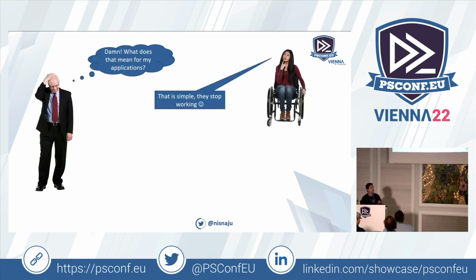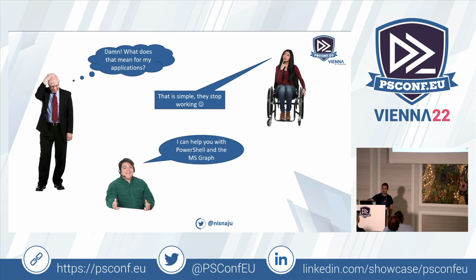What does that mean? This is the point where these guys start to behave. The answer is simple. The apps will not work anymore. What happens if critical just-in-time apps do not work anymore? You have a problem. You stop earning money. So we need a solution. We are cool. We know PowerShell. We know MS Graph.